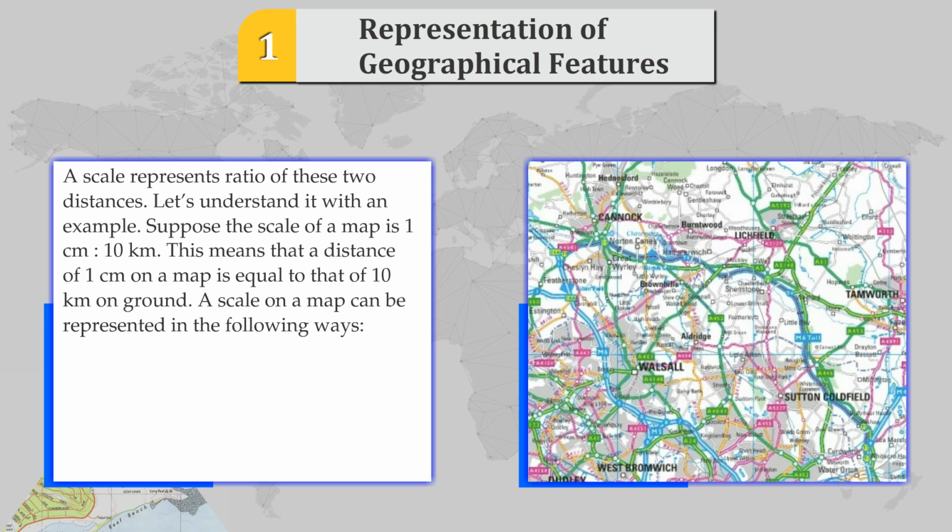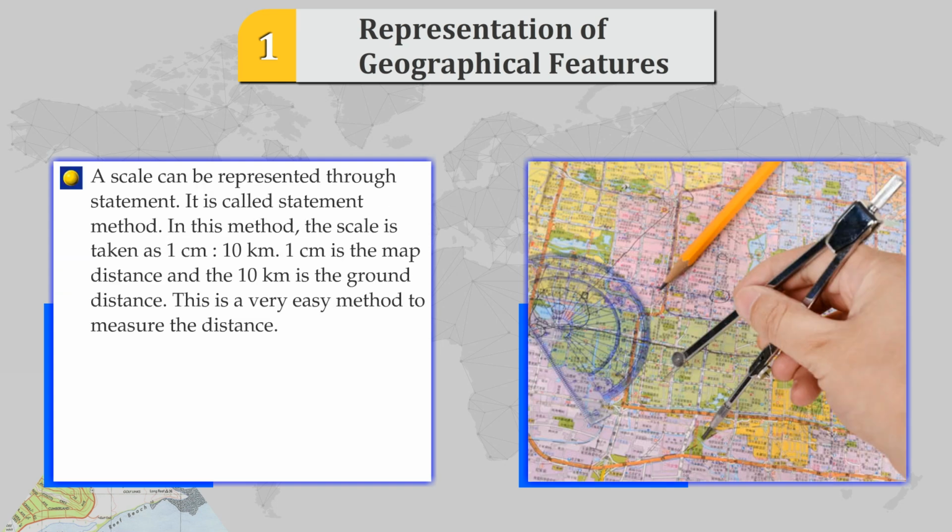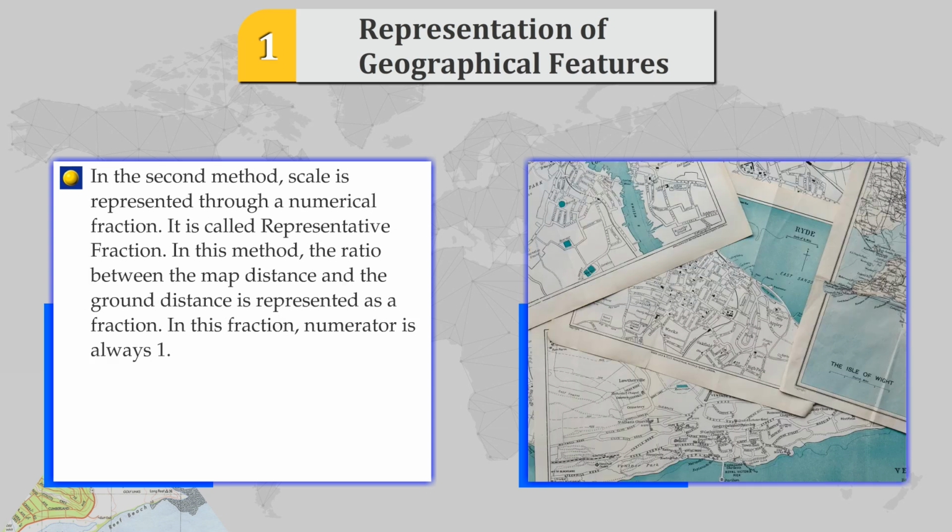Let's understand it with an example. Suppose the scale of a map is 1 centimeter ratio 10 kilometer. This means that a distance of 1 centimeter on a map is equal to that of 10 kilometer on ground. A scale on a map can be represented in the following ways. First, a scale can be represented through a statement. It is called the statement method. In this method, the scale is taken as 1 centimeter ratio 10 kilometer. 1 centimeter is the map distance and the 10 kilometer is the ground distance. This is a very easy method to measure the distance.